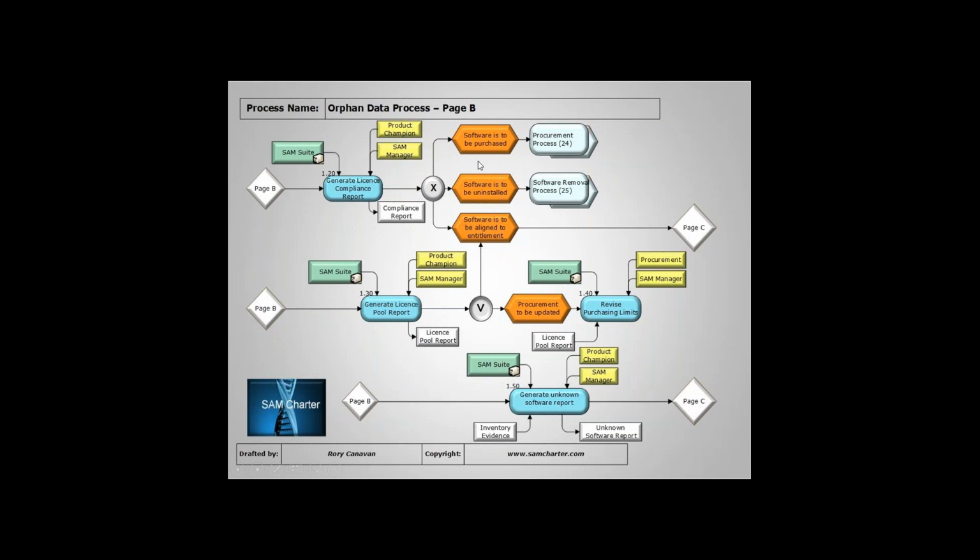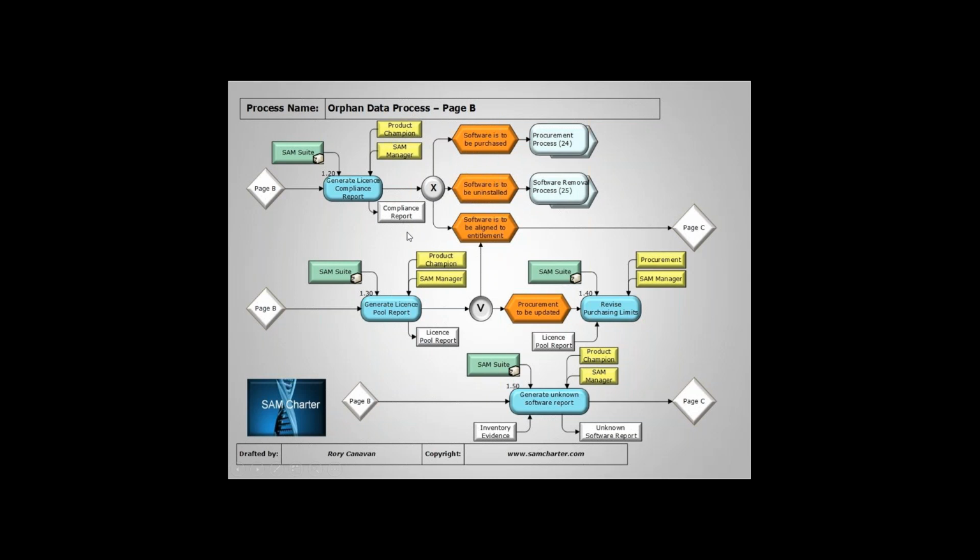It presents us with a series of options, excuse me, what we can do. We can either set about actually making the decision that the software is installed, but we need to go buy the license, so off we go to the procurement process, or we find that actually we don't need the software and for whatever reason that it should be uninstalled. So at that point we make a decision to move on to the software removal process.